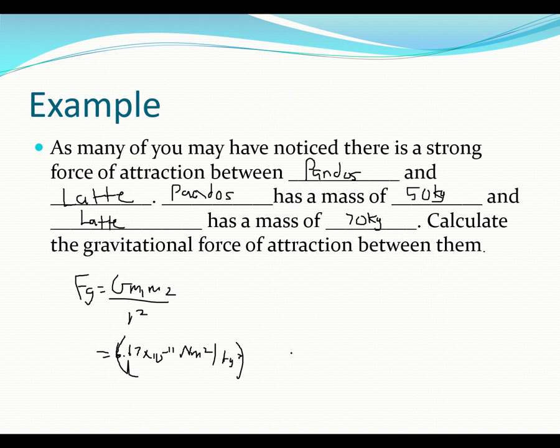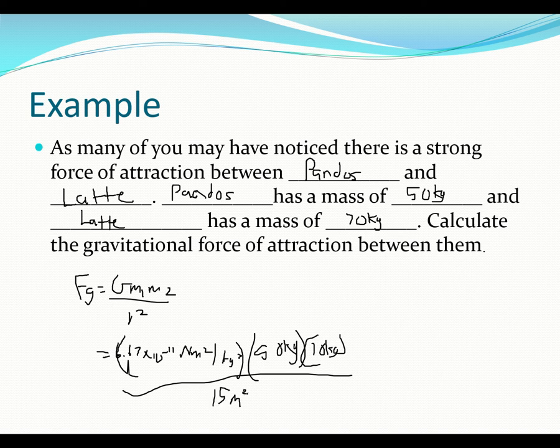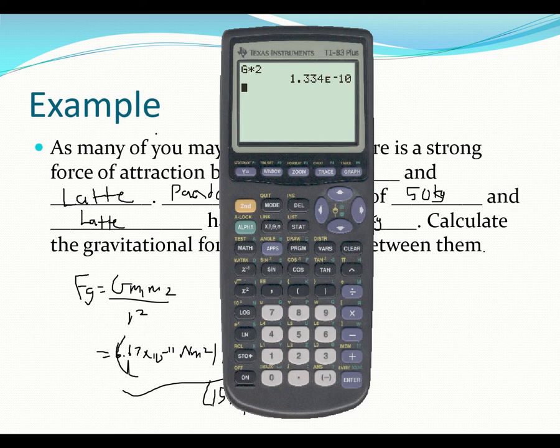Okay, so mass 1, it doesn't matter who mass 1 and mass 2 is. So mass 1 is 50 kilograms, mass 2 is 70 kilograms, and we're a distance of, what did I say? Let's see, we're 15 meters apart right now. We have to remember to square that. So we can type that into our calculator.